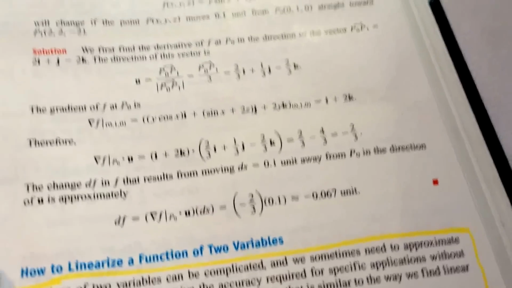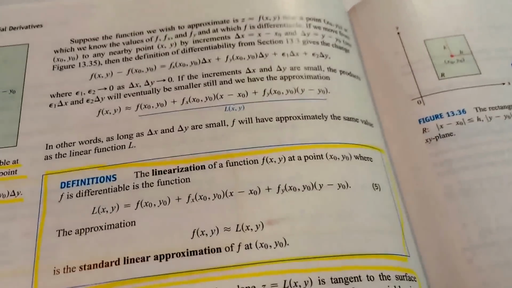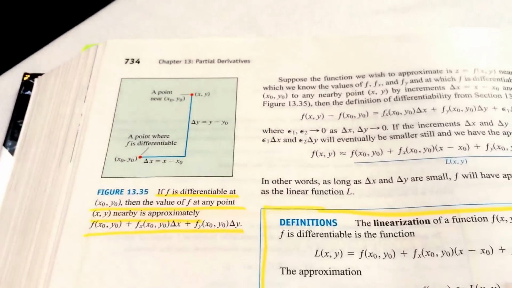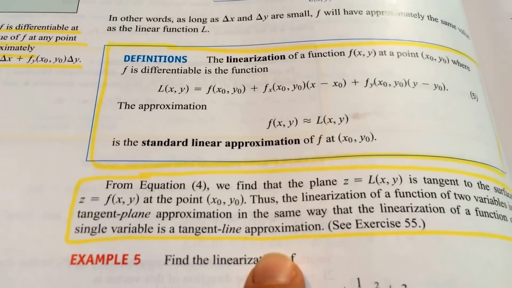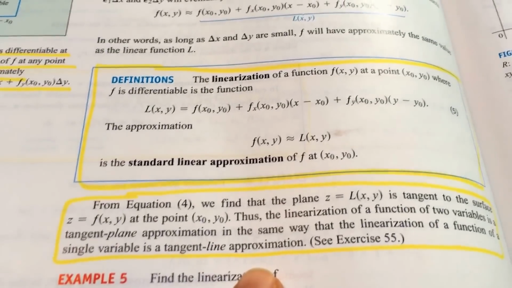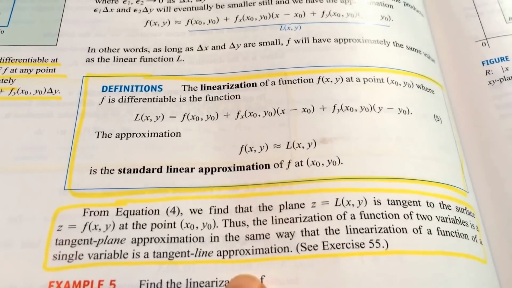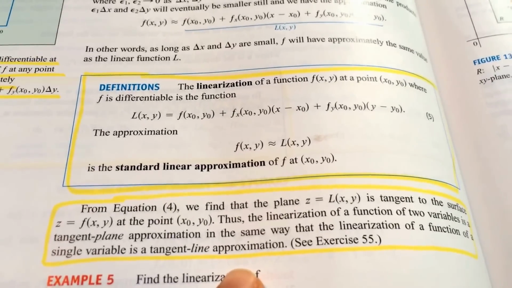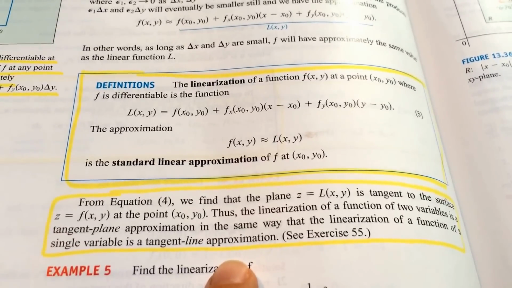But here, well, hold on, you can read that on your own later. Okay, here we go. Right above example 5 on page 734. Before we used a line to approximate a curve. Now we're going to use a plane to approximate a surface. So it's just the higher dimensional equivalent of what we were doing before.